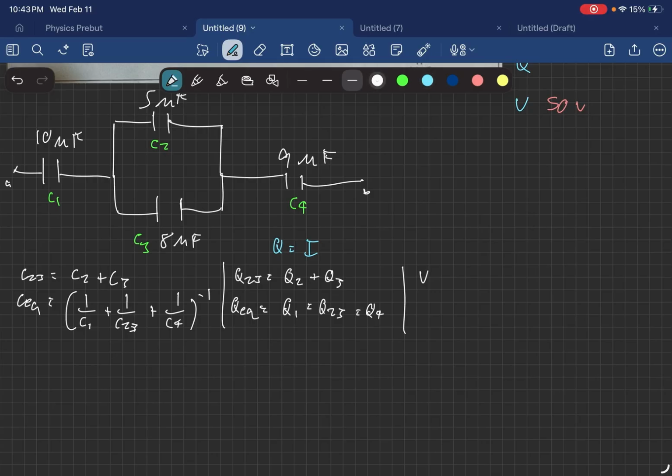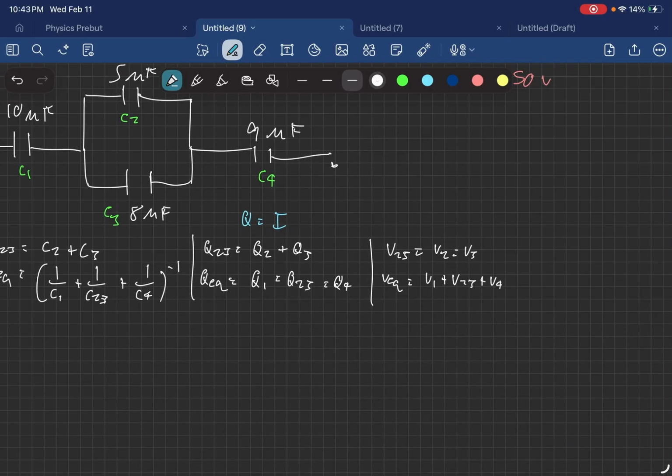Voltage in parallel is equal, remember? Because if it's in parallel, they get directly from the source. That's how it's understood. VEQ, since this is in series, it's the summation of the voltages. So V1 plus V23 plus V4.